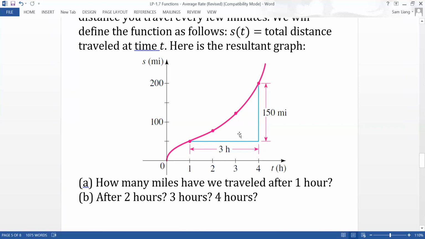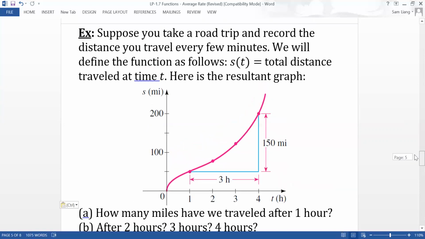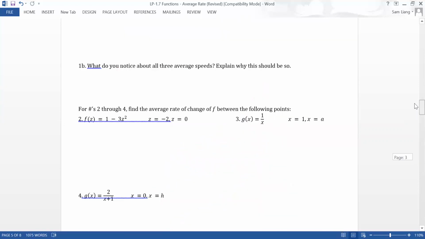They also label on the diagram that the change on the x-axis is 3 hours, and the change on the y-axis is 150 miles. But we're going to get to that later. Let me show you the solution.